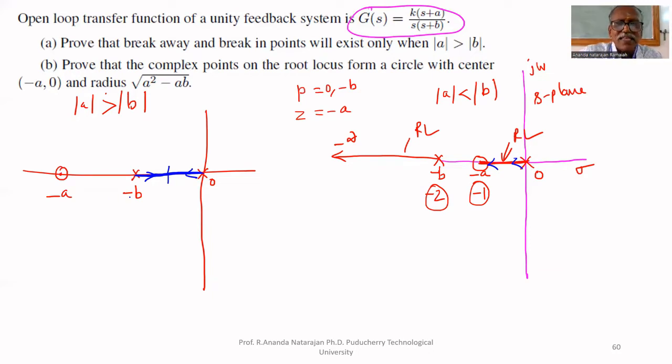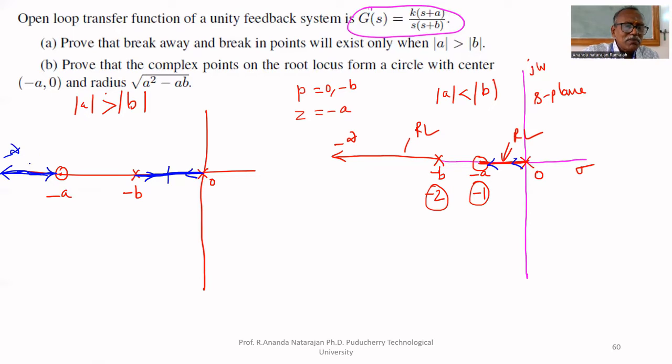And between minus A and minus B is as usual, no root locus. But after minus A, all points up to infinity are part of root locus. But both are endpoints. Infinity is also an endpoint. This minus A is also an endpoint.